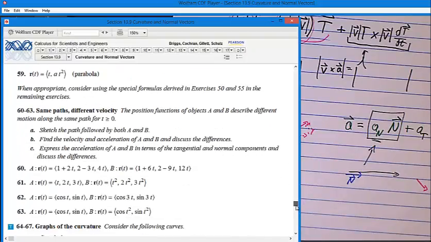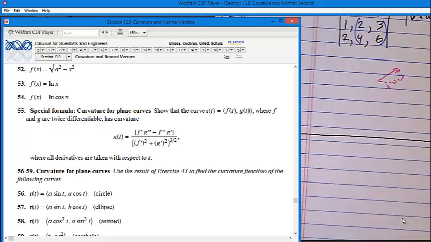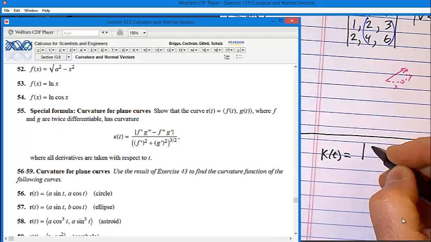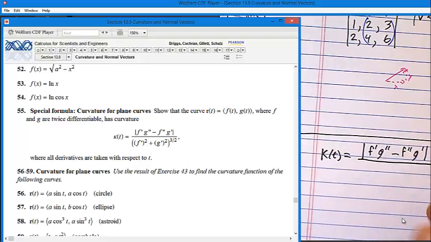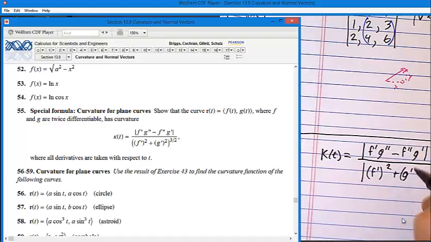So, let me think what to do next. Let's try to make use of this formula in the following way. So I'm going to write down that formula and then see if I can use it. K of t is equal to the magnitude of f prime g double prime minus f double prime g prime, that magnitude, over f prime squared plus g prime squared in the denominator.